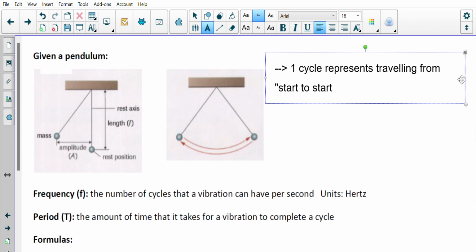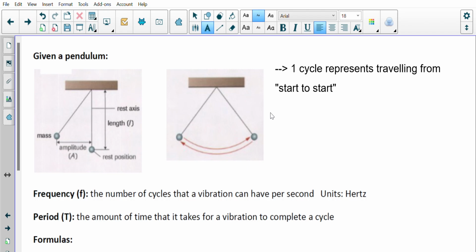And so in the case of our pendulum here, you let it go, it swings all the way out to the right and then swings all the way back to the left. That would be considered one cycle.